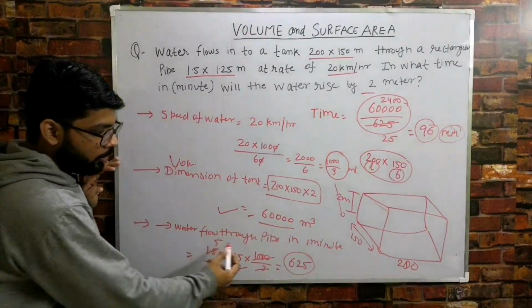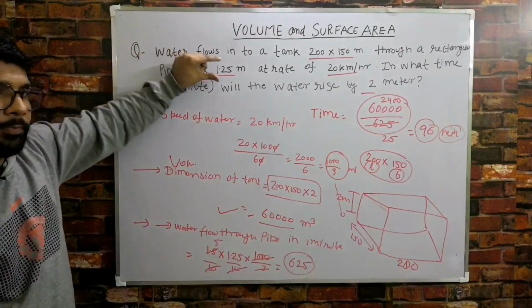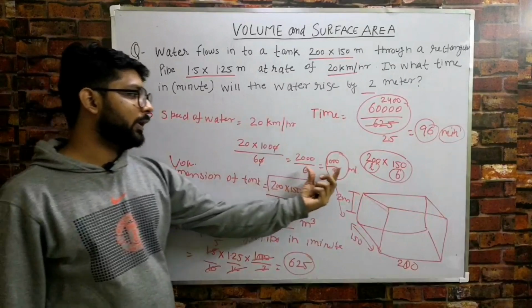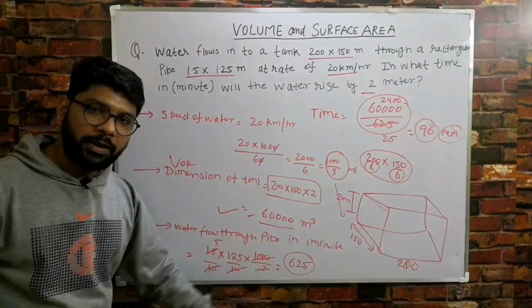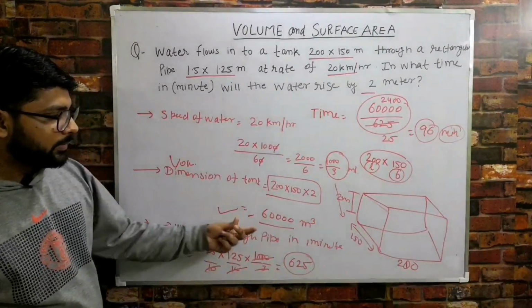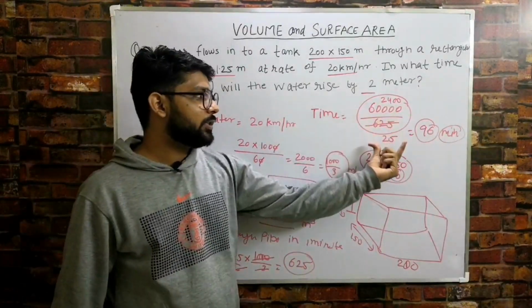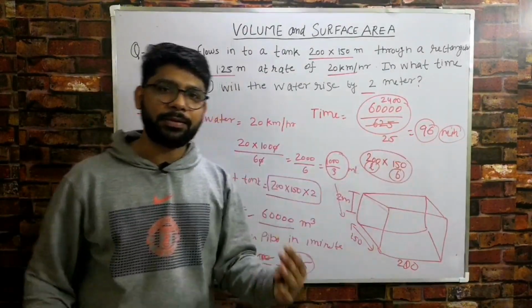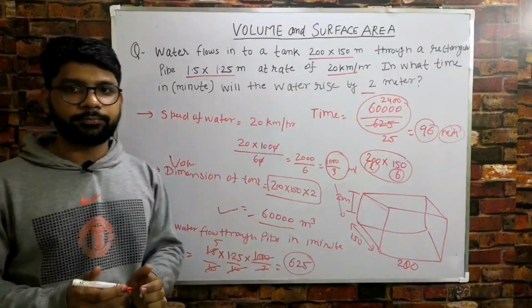Then the water flow through the pipe in 1 minute we have to find. द पाइप का डायमेंशन हमें दिया हुआ है 1.5 into 1.25, और हमें पता है स्पीड ऑफ वाटर 1000 by 3 मीटर पर मिनट है. तो यहां से हमने निकाल लिया कि 1 मिनट में कितना पानी जाएगा, 625 जाएगा. तो उसके बाद हमने वॉल्यूम को 60,000 को 625 से डिवाइड किया, तो 96 मिनट हमारे पास आंसर आ गया. तो इस तरीके से आप क्वेश्चन को समझ के निकाल सकते हो.